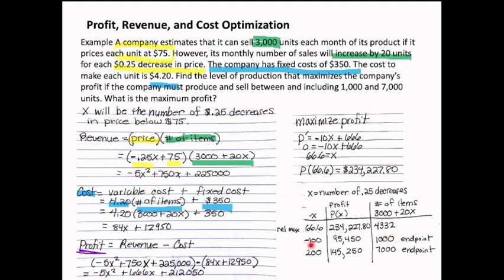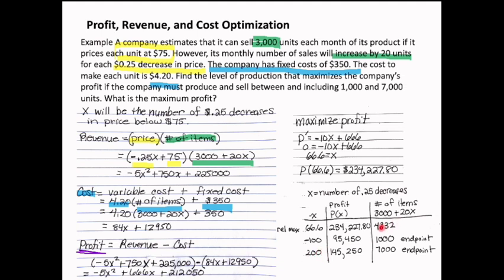So when I do that, I find that the corresponding value for x when we have 1,000 products is minus 100. Now I'm going to do the same thing to find the corresponding value of x for 7,000. Since the number of items is 3,000 plus 20x, I'm going to create an equation. So I have 7,000 is equal to 3,000 plus 20x and solve for x. When I solve for x, I get that x is 200.